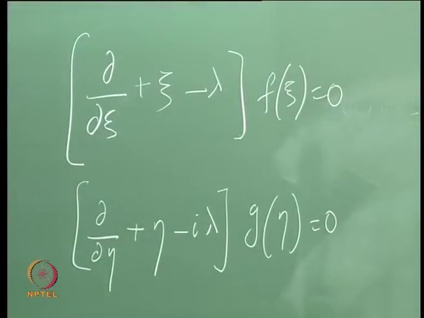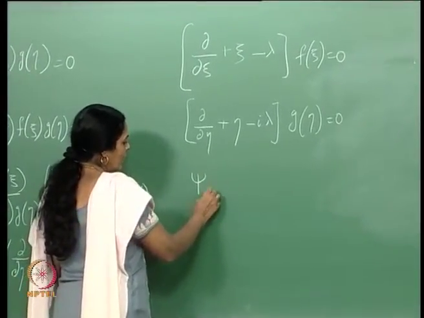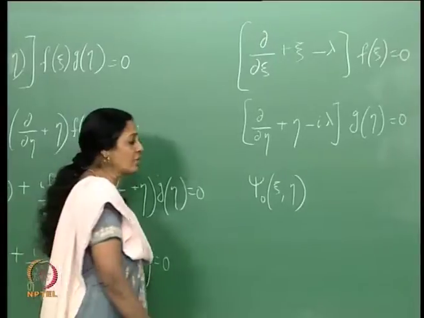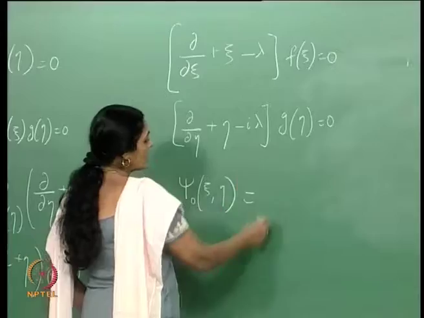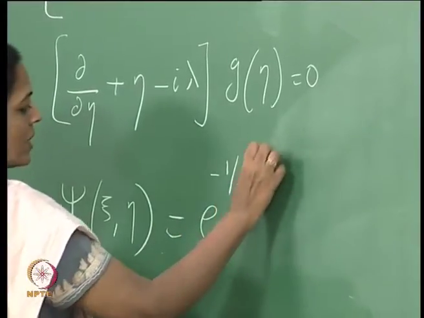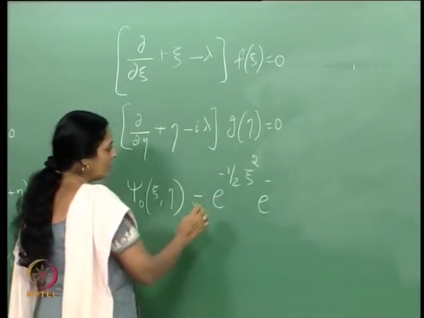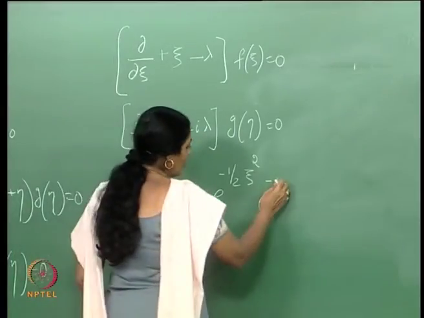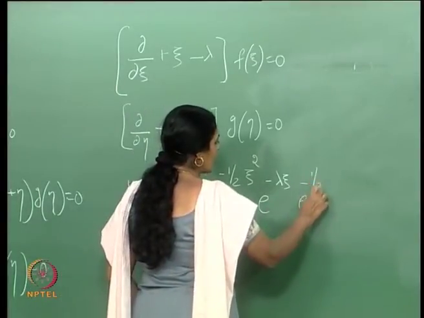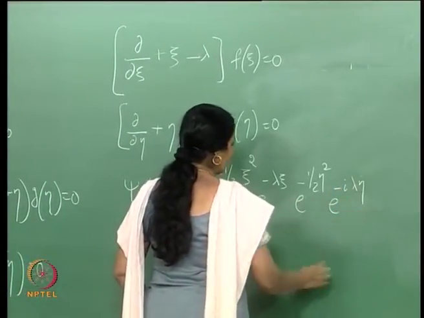What is the solution? The solution is simple. Now I have psi 0 of zeta eta. And I've written the 0 there to show that we're discussing the ground state wave function. These are Gaussians. So the solution is e to the minus half zeta squared from there. But that's not all. There is a lambda, and that's going to give me an e to the minus lambda zeta, e to the minus half eta squared, e to the minus i lambda eta. That is the solution.